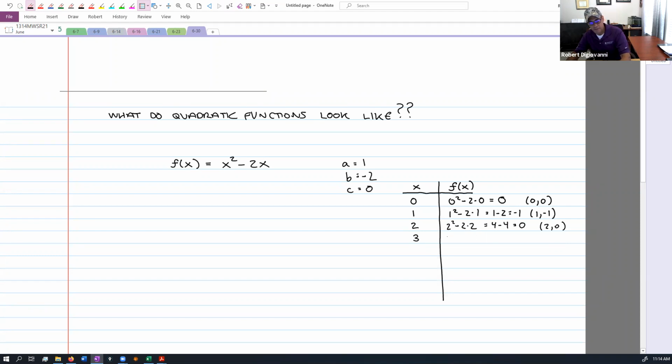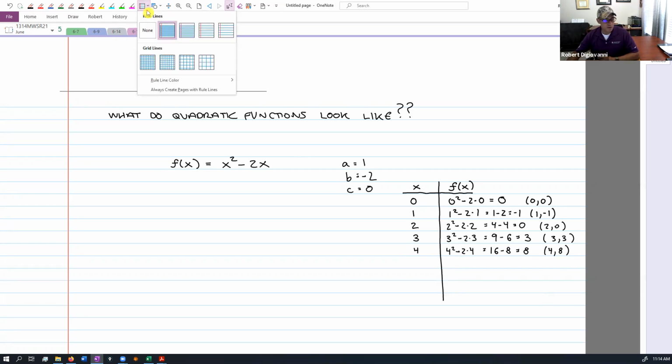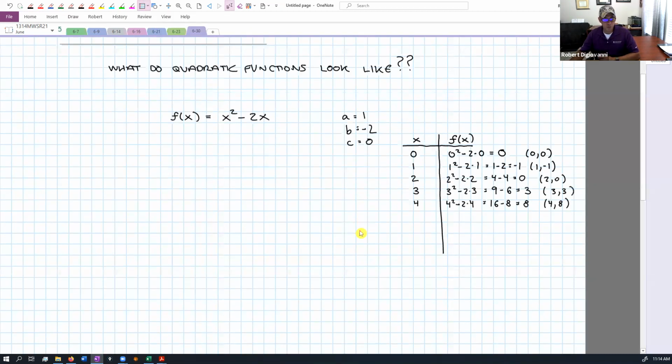Plug in 3. 3 squared minus 2 times 3. That would be 3 squared is 9 minus 2 times 3 is 6. We get 3. So that means when we plug in 3, it spits out 3. We're going to do a few more. 4 squared minus 2 times 4 is 16 minus 8. We get 8 here. So when we plug in 4, we get 8. So I'm going to try and draw this. I want to try and see if I can sketch what this thing looks like.